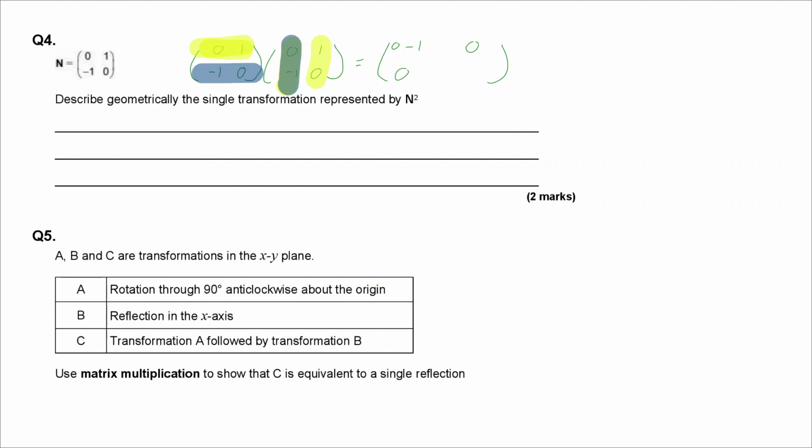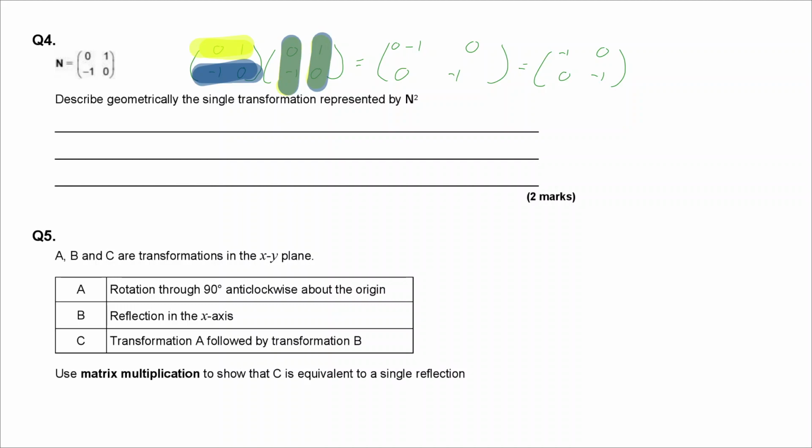We've then got the second row with the second column. We do negative 1 times 1, which is minus 1. And we add to this 0, which is just 0. So overall, this will go to minus 1, 0, 0, minus 1.